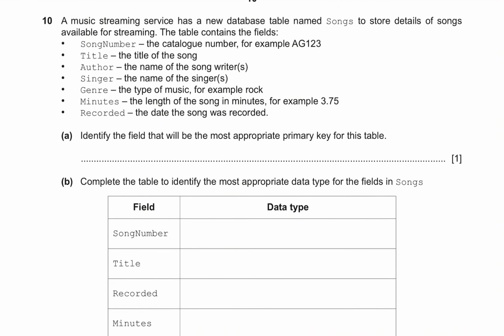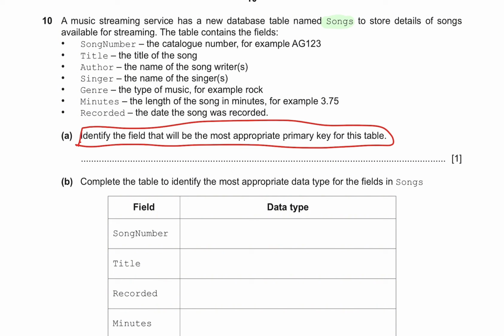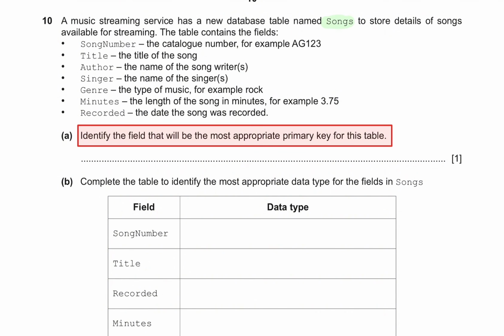The next part of the question says a music streaming service has a new database named Songs. To store the details of songs available for streaming, the table contains the fields song number, title, author, singer, minutes, and recorded. Title stores the title of the song, author stores the name of the songwriter, singer the name of the singer, and all these things you can read. Identify the field that will be the most appropriate for the primary key for this table. Which field do you think will be the more appropriate for the primary key?